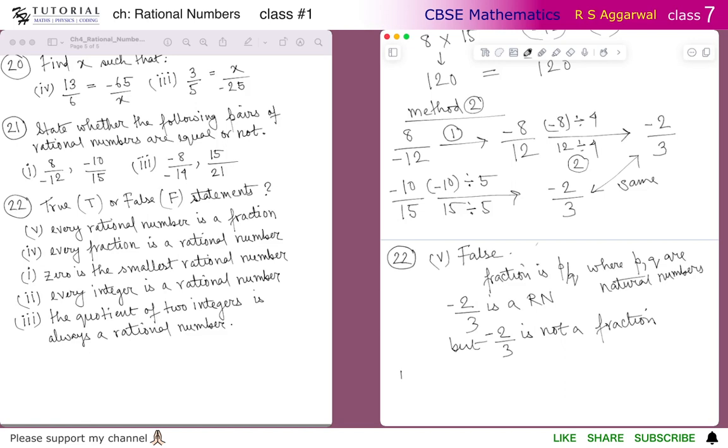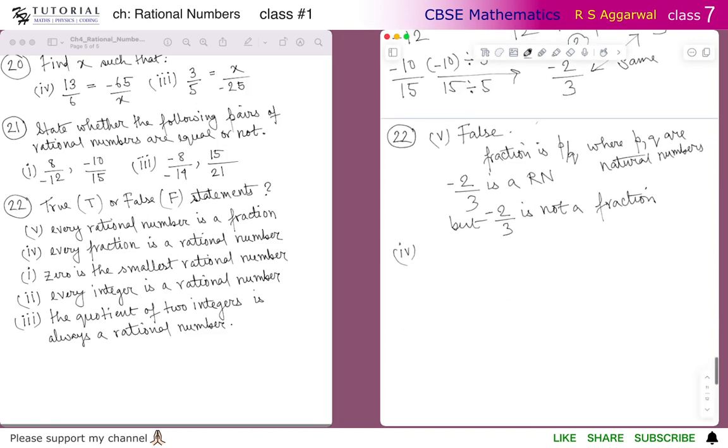Next, every fraction is a rational number. This is of course true. Why? Because a fraction is a number of the form p by q, where p and q are natural numbers, and of course every natural number is an integer, and natural numbers cannot be 0. So it automatically follows the definition of a rational number. So every fraction is a rational number. This is true.